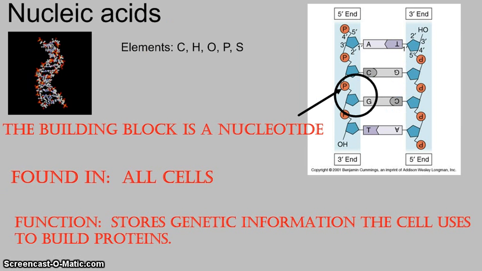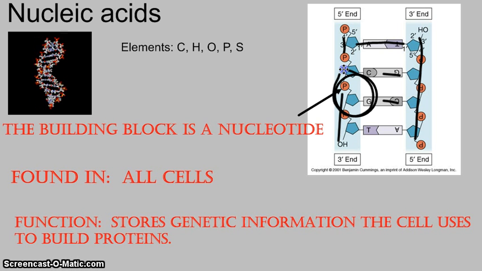All right, so next up is nucleic acids. You're going to hear us talking a lot about nucleic acids towards the middle and end of this trimester. The elements in nucleic acids are carbon, hydrogen, oxygen, our friends there, as well as phosphorus and sulfur. The building block of a nucleic acid is a nucleotide. There's one circled right here. This whole structure is a nucleic acid, but they're made up of individual nucleotides.